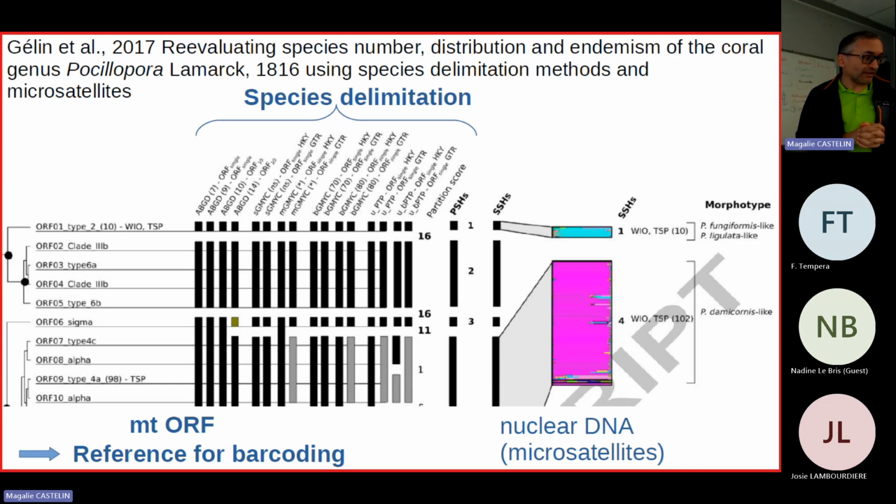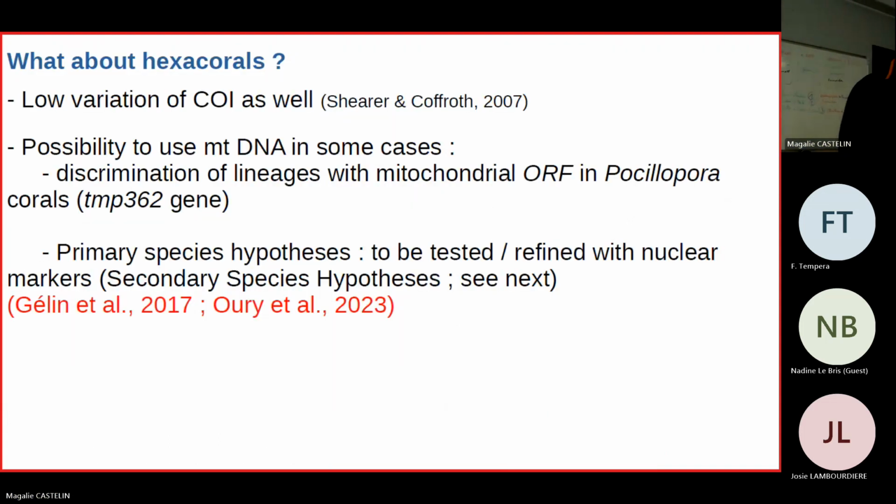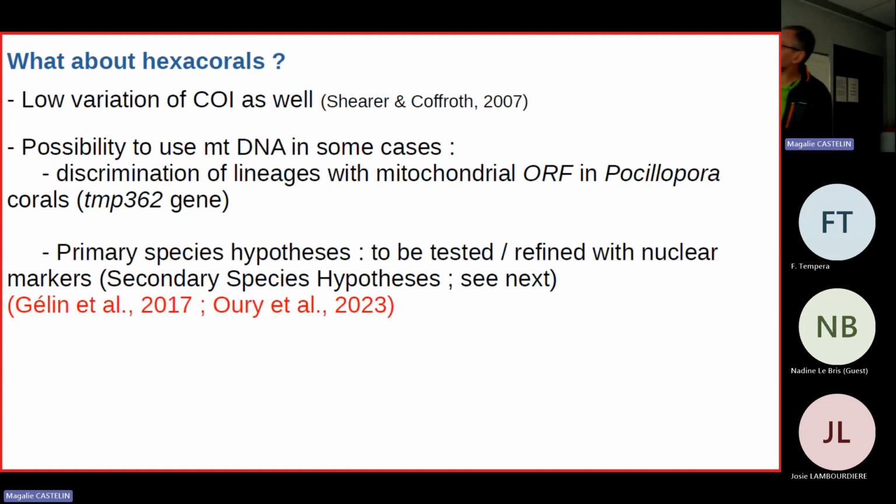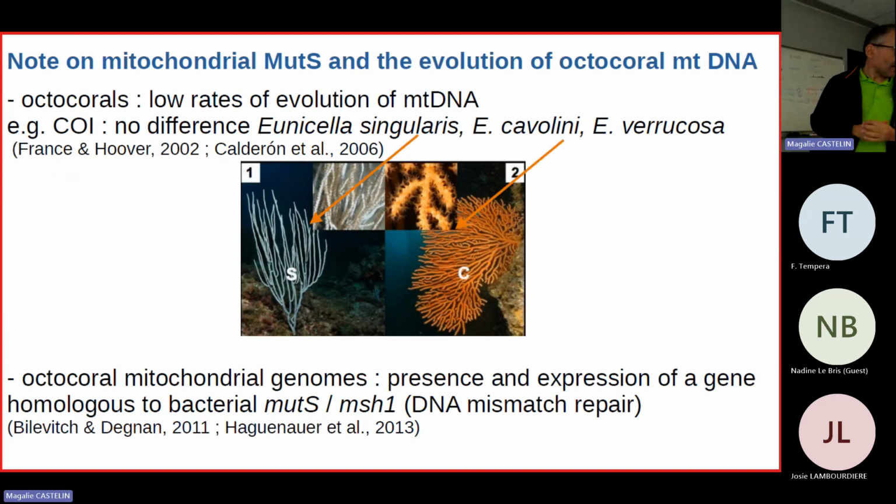Just to mention that in this first article, they also tested the validity of this hypothesis with other markers independent from mitochondrial DNA, which were microsatellites at that time. So that's already said. These primary species hypotheses will be tested with and refined with nuclear markers, and I will talk about that just after.